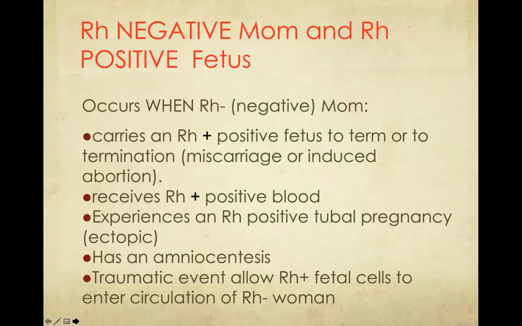So here it is. It occurs when an Rh negative mom carries an Rh positive baby to term. It could be miscarriage or induced abortion. She's going to receive it anytime she receives Rh positive blood, which hopefully won't be often or at all, or experiences an Rh positive tubal pregnancy, and they are going to give it prophylactically. Okay. So if they don't know, they're going to be giving it. It's not going to hurt. She had an amniocentesis or a traumatic event that allowed the Rh positive fetal cells to enter the circulation of the Rh negative mom.